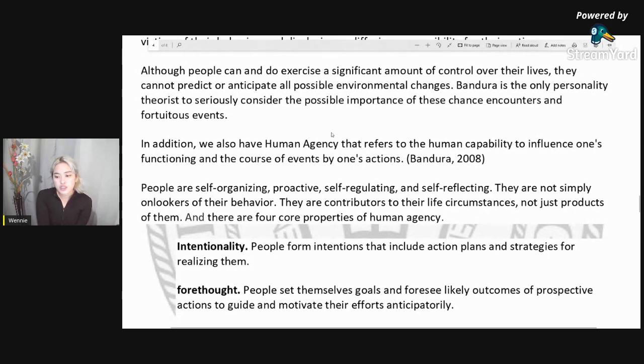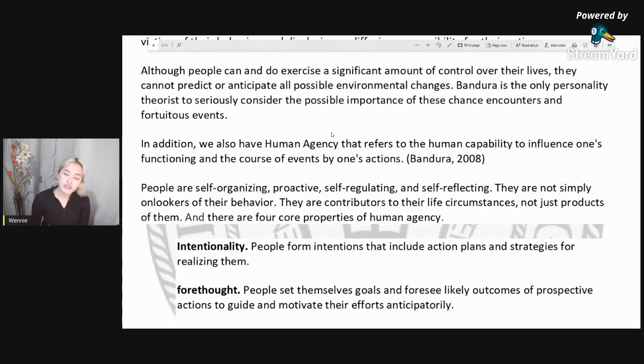First is the intentionality. People form intentions that include action plans and strategies for realizing them. Intentions include planning, but they also involve action. So, paano mo gagawin yung pinaplano mo? Ano yung mga first steps mo na kailangan mong gawin?